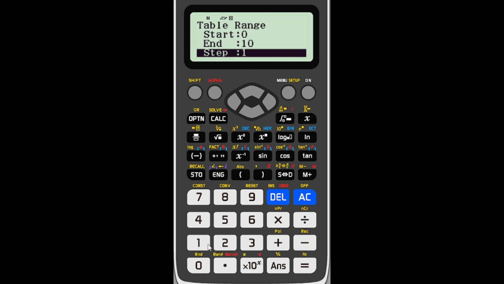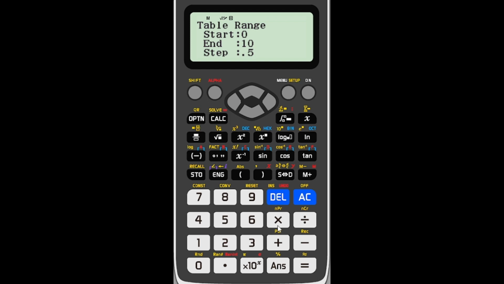So I choose the step. Now, if the step is 1, it means that it's going to take the values 0, 1, 2, 3, 4, and so on, up to 10. If I make the step 0.5, that means it will take the values 0, then 0.5, then 1, then 1.5, then 2. So x will traverse with a difference of 0.5.